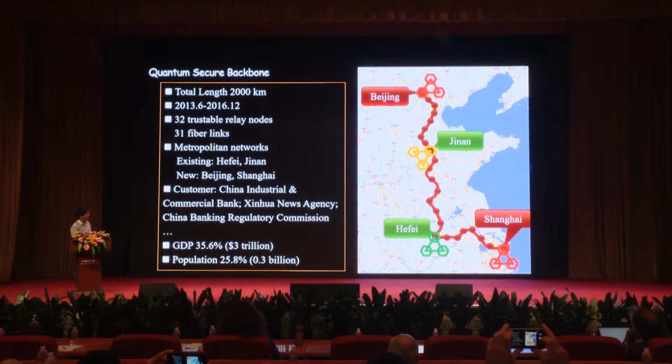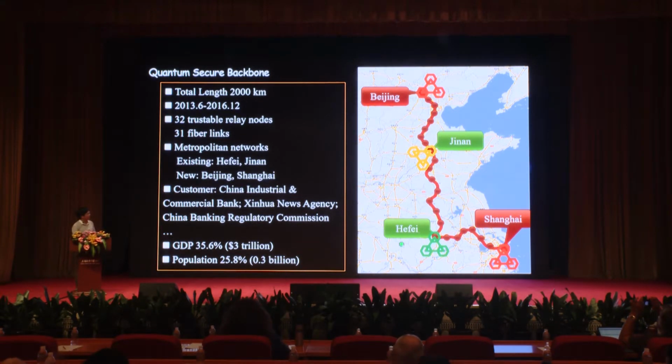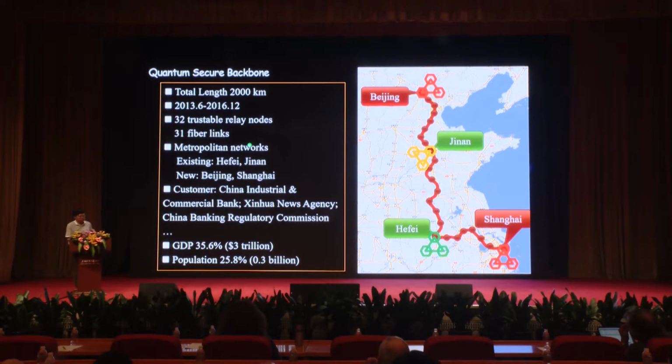It goes from Beijing to Shanghai and across Jinan to Hefei. The direct distance from Beijing to Shanghai is about 1,400 kilometers, but because we have to pass Hefei, of course, since our university is there, the total fiber distance is about 2,000 kilometers, and it took 42 months to build. It contains 32 trustable relay nodes and 31 fibers. We had existing metropolitan networks in Hefei and Jinan, so we also built them in Shanghai and Beijing. Back then, the main customers were the Industrial and Commercial Bank of China, the Xinhua News Agency, and the China Banking Regulation Commission.